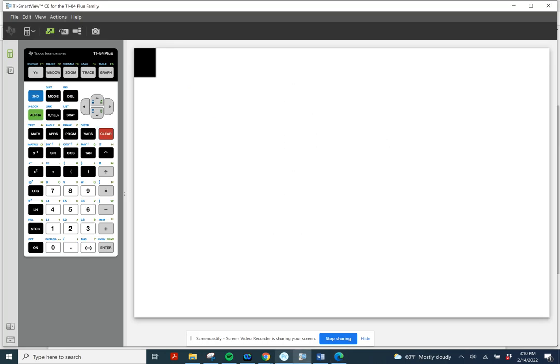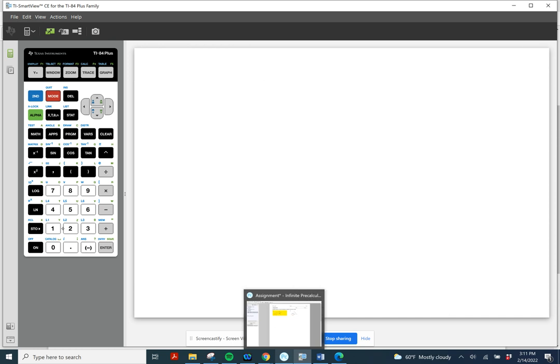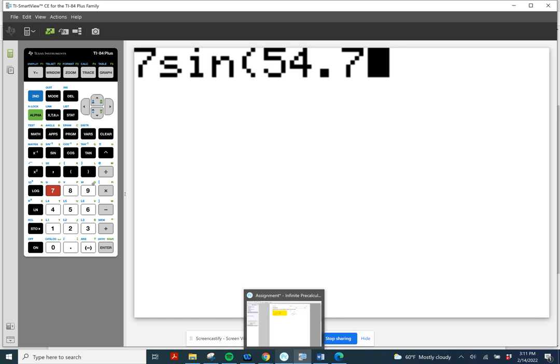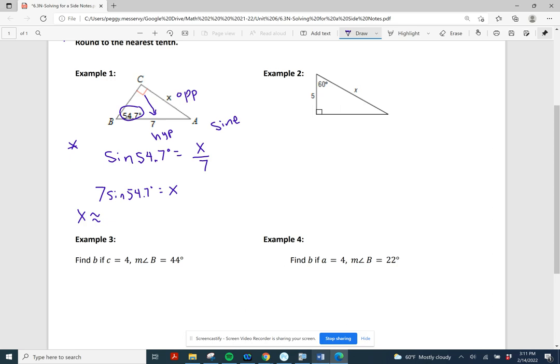I'm going to grab my calculator, and I want to make sure it's in degree mode. So check to make sure it's in degree mode. If it's not, because remember, every time we clear the calculator's memory, if it's not in degree mode, you arrow down and across. You highlight the word degree and you push enter, and it will be in degree mode. Mine was already there, but that's how you do it if it's in radian mode. So I'm going to do 7 times the sine of 54.7 degrees, and I get 5.7. Rounded to the nearest tenth, that is 5.7.